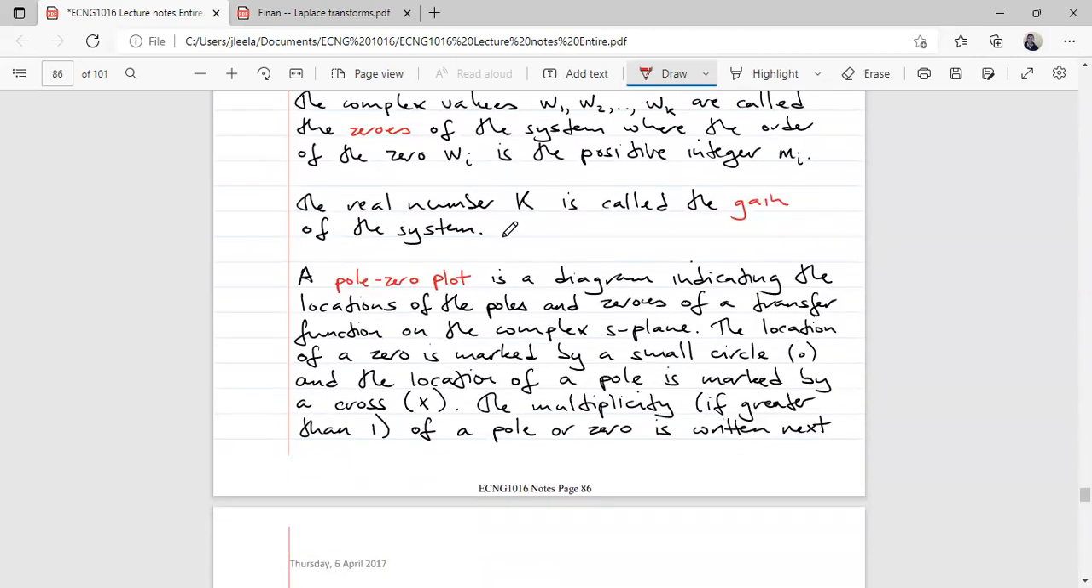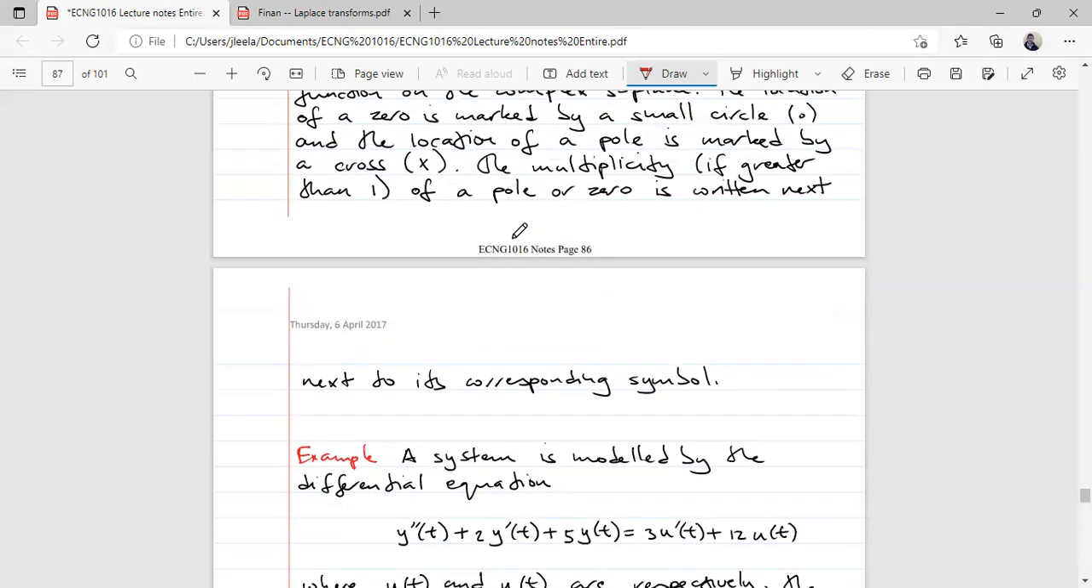A pole zero plot is a diagram indicating the location of the poles and zeros of a transfer function on the complex S-plane. The location of a zero is marked by a small circle, and the location of a pole is marked by a cross. So you must be very clear on your notation, because if you mix up a zero as a cross and a pole as a circle, you wouldn't get that correct. In your mind, you might be seeing it correct, but it's something standard. You must maintain the correct notation. That is why it's so important. You have to be careful and keep to the notation that is given in the course. The multiplicity, if greater than 1, of a pole or zero, is written next to its corresponding symbol.